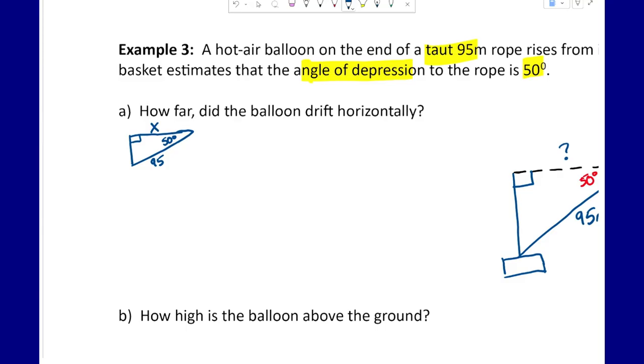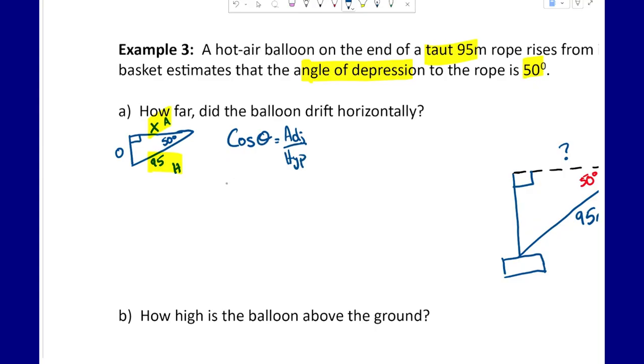Again, now that we've drawn it, we want to label our sides. Across from 90 degrees is the hypotenuse. Across from our reference angle is the opposite, and that leaves the adjacent as the last side. Here, we're looking for the adjacent. We're given the hypotenuse, so we are using A and H. So this is going to be a cosine ratio. So cosine of our angle is equal to the adjacent over the hypotenuse, A over H.